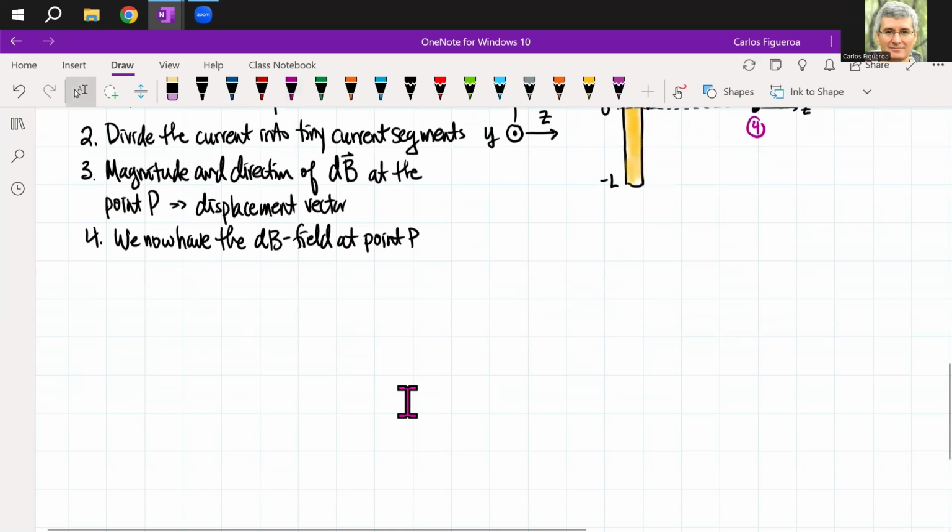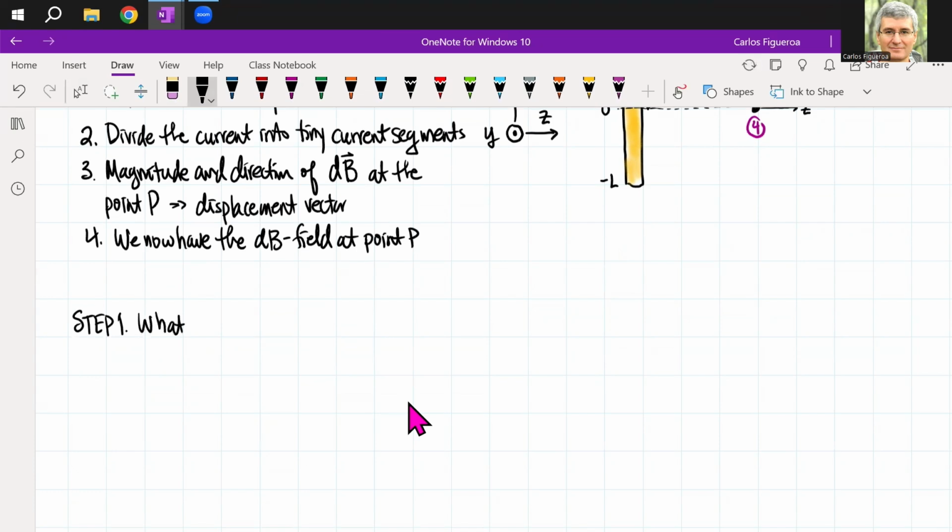Okay. So if I get into the details, then I'm going to go through that step process here. So the first step is: what is the physics of the magnetic field before we calculate it?